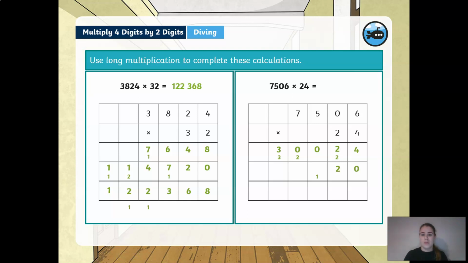So we're going to write our 2 and we're going to carry our 1 into our hundreds. We know that 2 multiplied by 0 is 0 anyway, but we have a 1 in our hundreds column, so we need to add that in as 100.